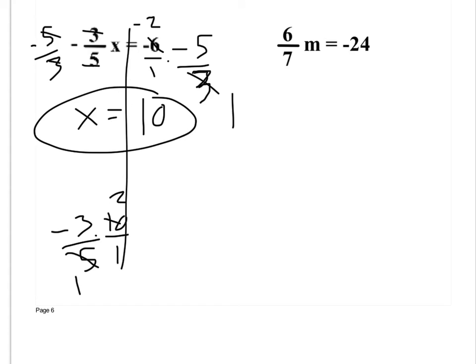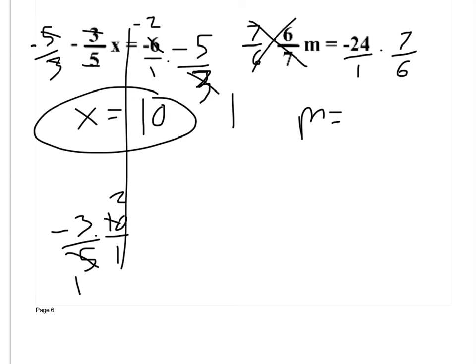All right. We have 6/7 m is equal to -24. So what do I do to get m? Yes, Jesse. You multiply by 7/6. Good. We multiply by the reciprocal. We can't divide a fraction, so instead what we do is we multiply by the reciprocal. So we multiply by 7/6. Alright, so I times by 7/6, the reciprocal.